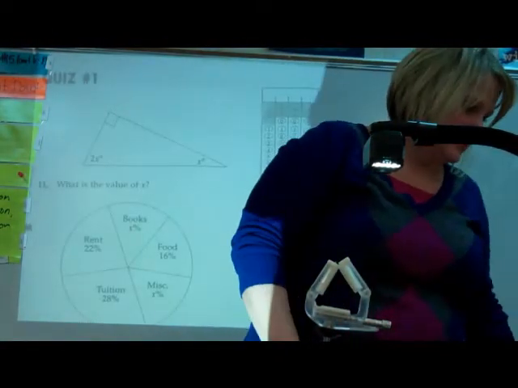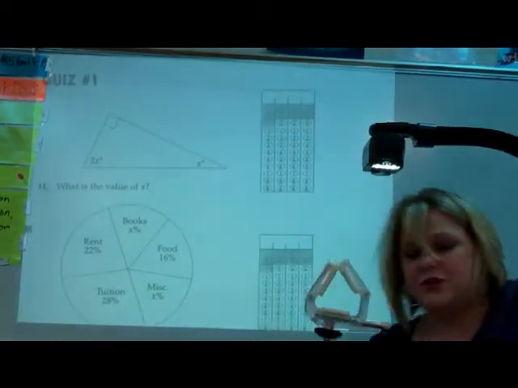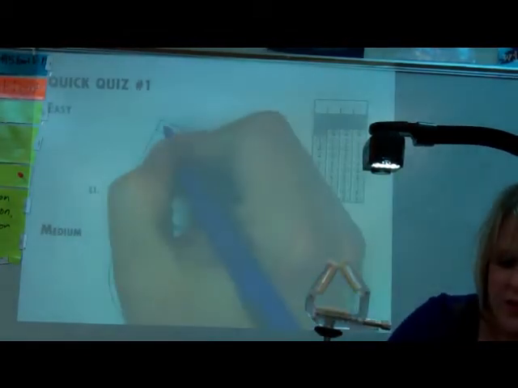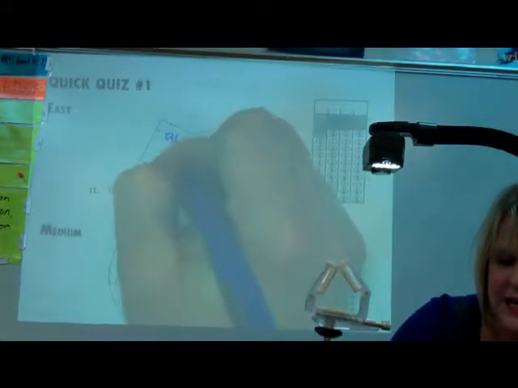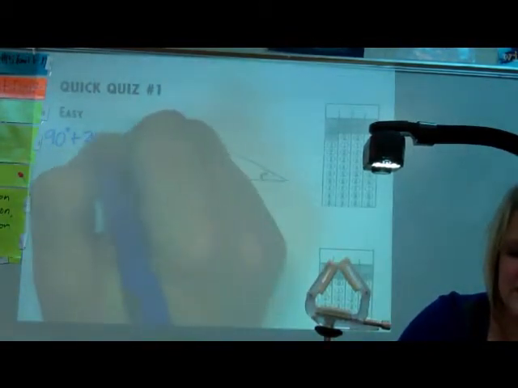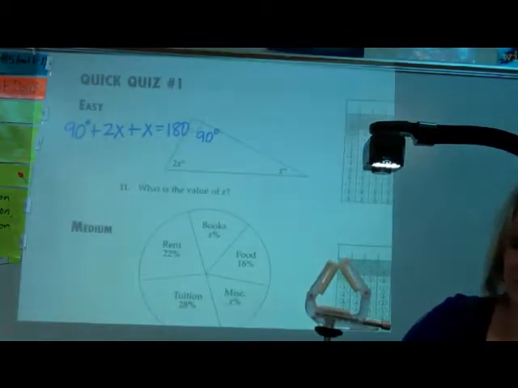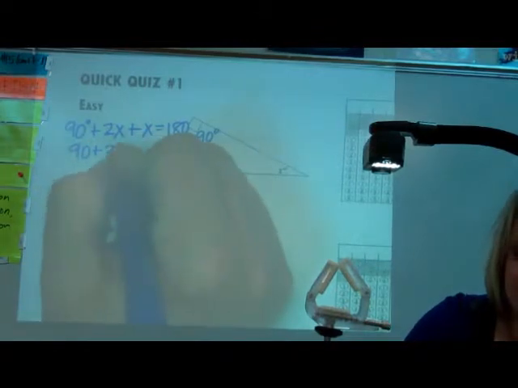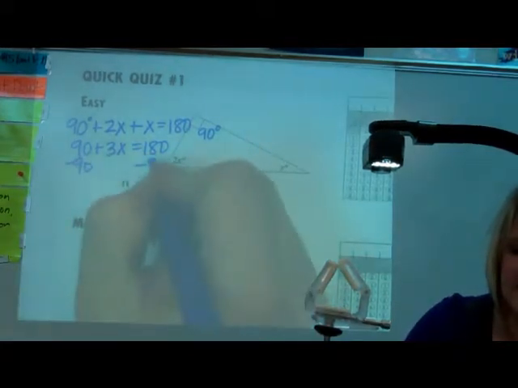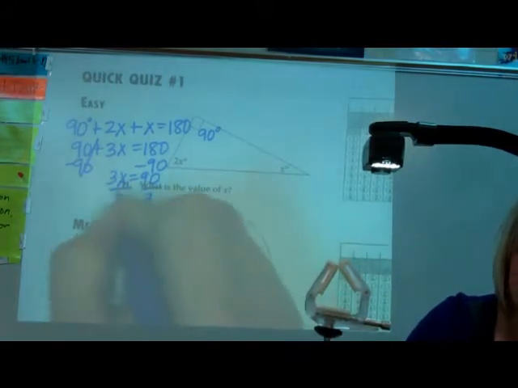The first one relates to geometry, triangles. The angles of a triangle have to total up to 180. So we know that this little square means that this one's 90. So 90 plus 2x plus x has to equal 180. So we've got 90 plus 3x equals 180. So then if you subtract 90 from both sides, we've got 3x equals 90. So x would be 30.